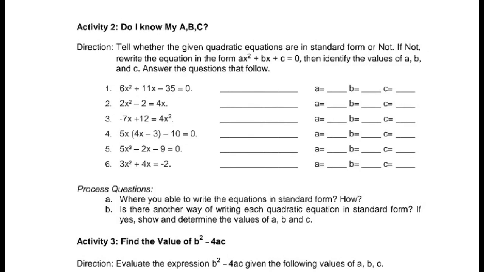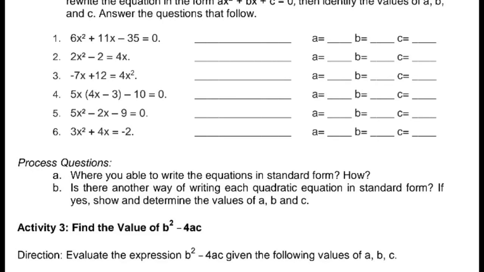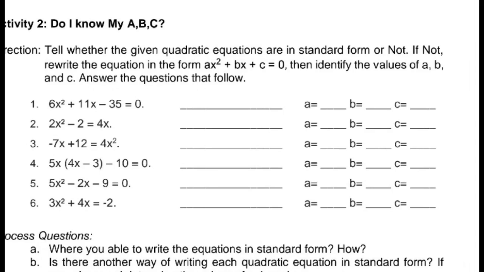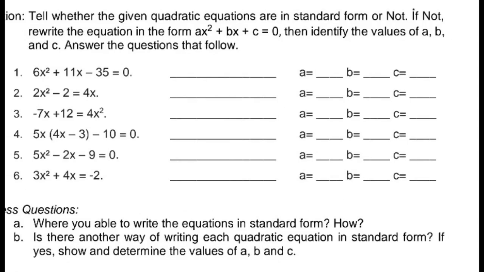Then Activity 2 here, Do I know my ABC? Direction: tell whether the given quadratic equations are in standard form or not. If not, rewrite the equation in the form ax squared plus bx plus c equals 0. Then identify the values of a, b, and c. So let's have example number 1 here. I will just answer this one. 6x squared plus 11x minus 35 equals 0. This one is in standard form, so you'll just copy 6x squared plus 11x minus 35 equals 0 in the blank. Then the value of a here is 6, b is 11, c is negative 35.